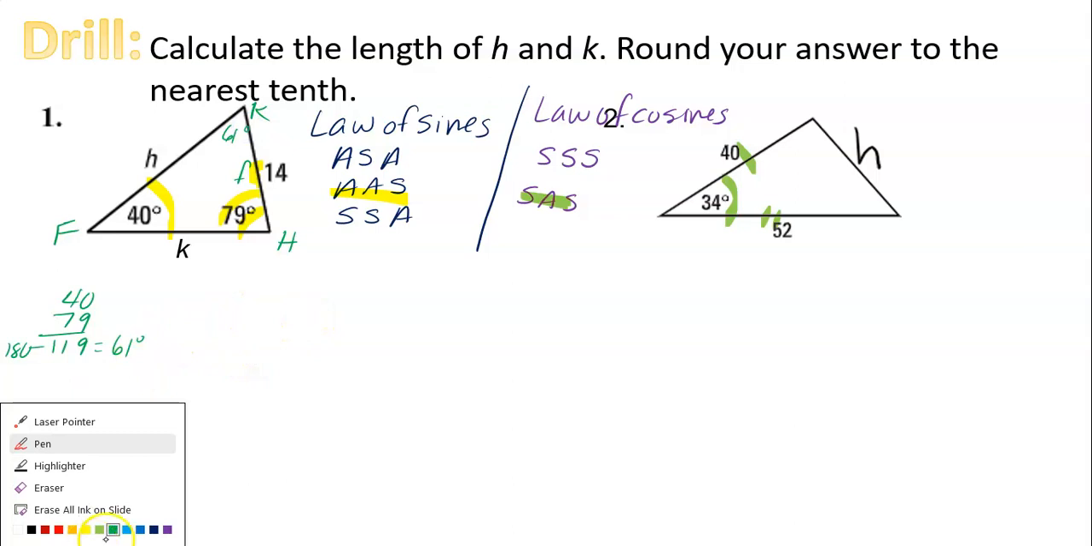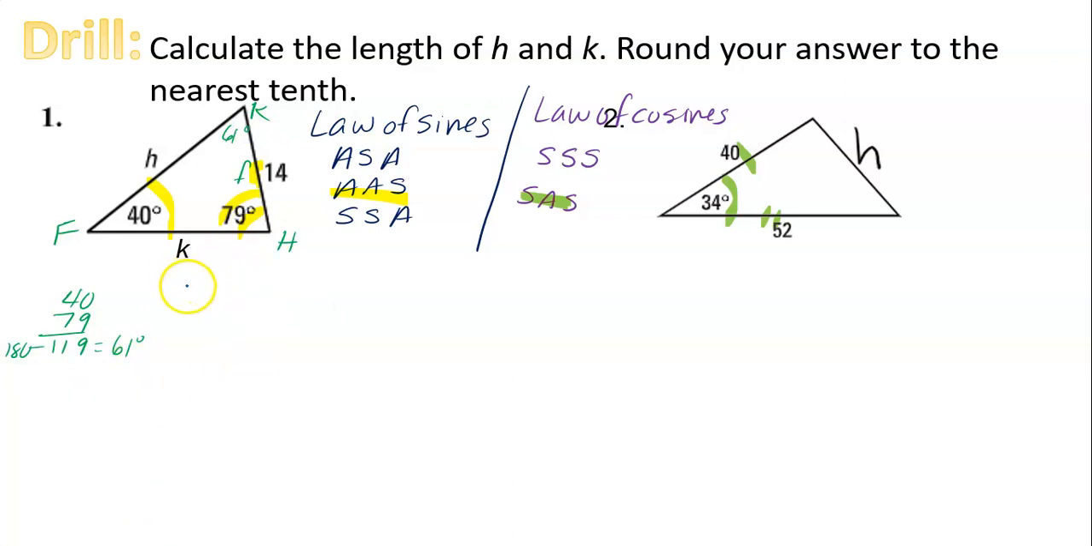Our law of sines, if you recall, is the sine of an angle over its opposite side, and we happen to know angle F and side F. So we're going to use F and F. And then let's find side H first. So we're going to do the sine of H divided by a little h. Well, we set up our proportion first.